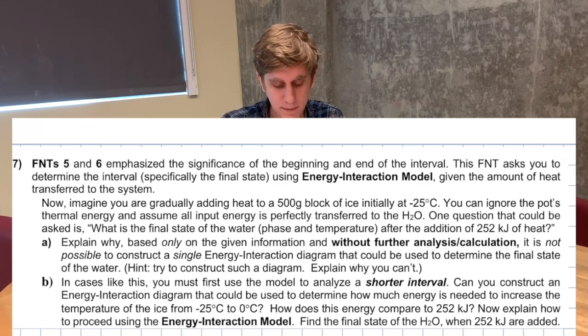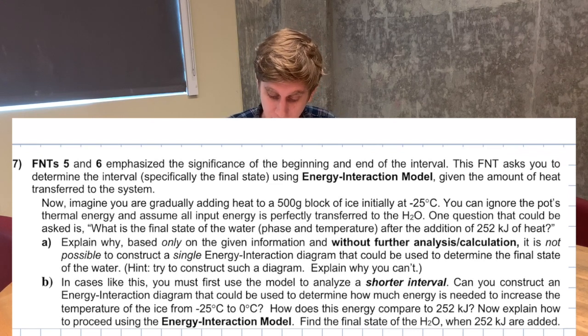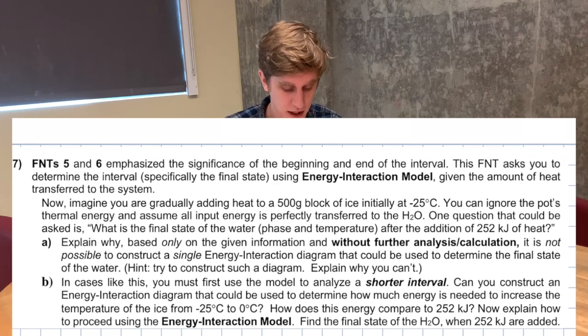Part A. Explain why, based only on the given information and without further analysis or calculation, it is not possible to construct a single energy interaction diagram that could be used to determine the final state of the water. Hint. Try to construct such a diagram. Explain why you can't. So let's do that. Let's try to construct a single energy interaction diagram for this problem.